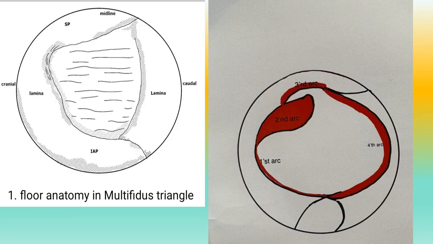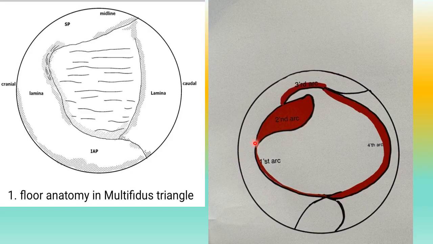Then coming to the floor anatomy of the multiple triangle, we see for this C junction, our working starts from here, and this is known as the spinolaminar junction. This is the spinous process, this is the lamina, and this is the IAP. This is the lower lamina. This is the area of ligamentum flavum. This is the midline.